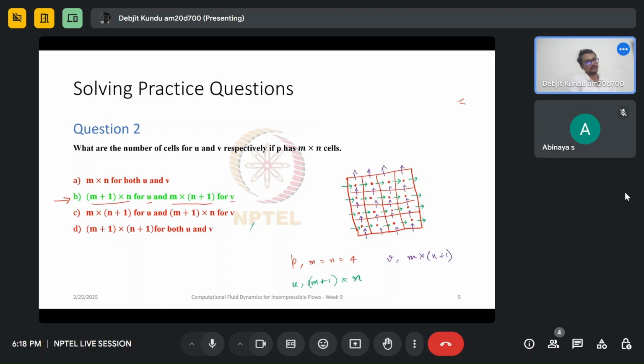So the size of the matrices where you store these values of u, v, and p will be of different sizes. So this is one of the disadvantages of the staggered grid. Maintaining proper data structure is a bit difficult, but then again, it has other benefits which outweigh these problems. Okay, any questions on this? If not, let's move along.